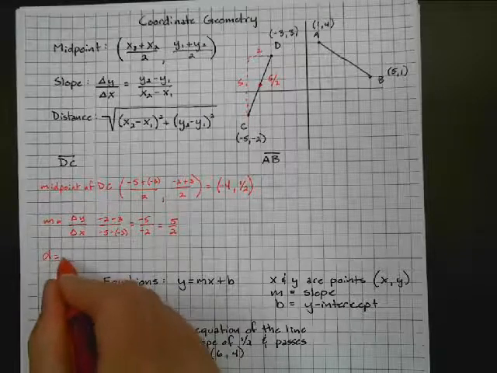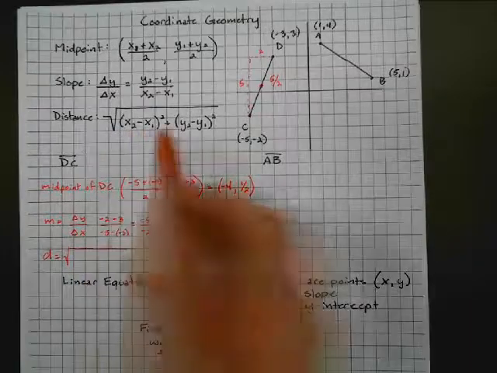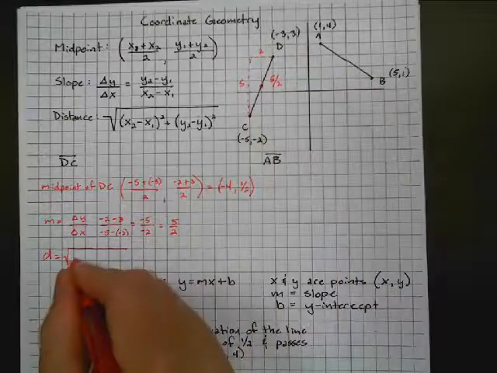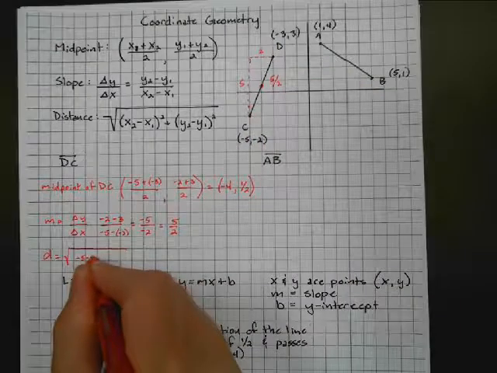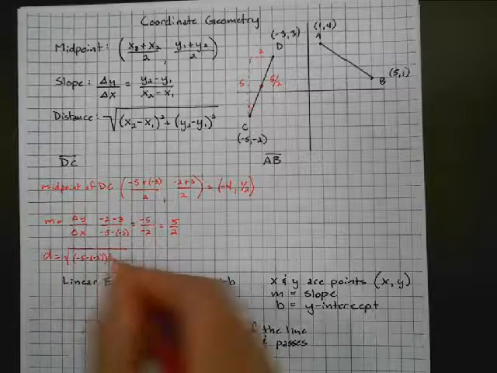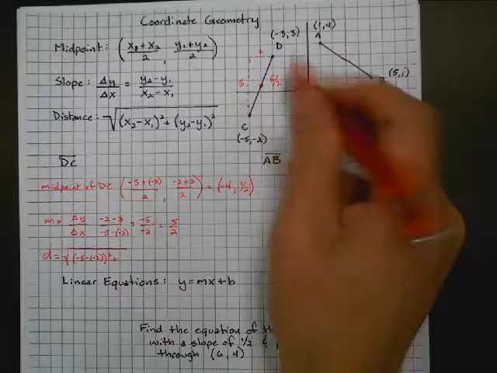is going to be equal to the square root of my x's subtracted from each other. So I'm going to do -5 minus -3, and I'm going to square that number plus the change in the y's. So -2 minus 3.